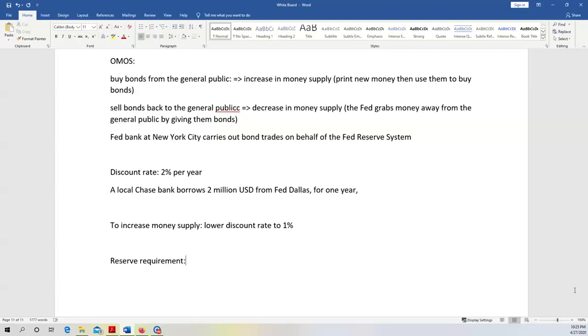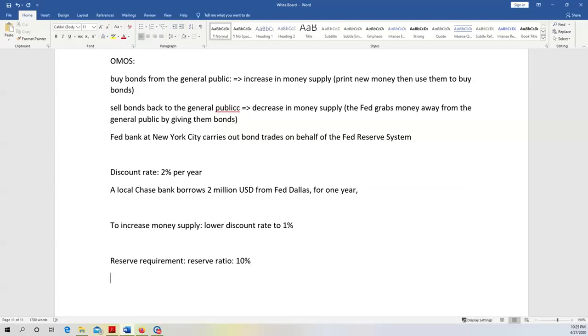Local commercial banks are regulated by its regional central bank. So all commercial banks in Texas are regulated by the Federal Reserve Bank of Dallas. So reserve requirement can be illustrated by the so-called reserve ratio. Suppose the reserve ratio is 10%. By regulation, the reserve ratio is 10%.